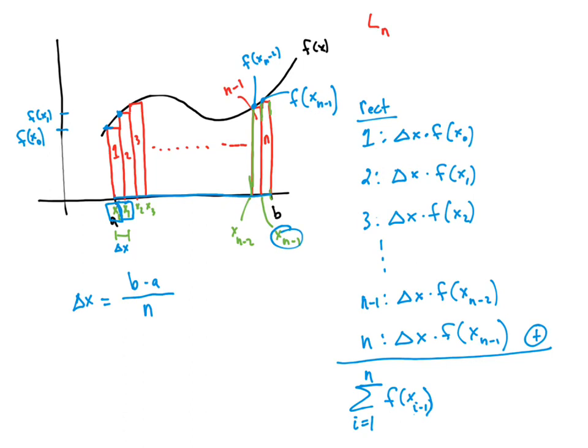So that will give us the height of each rectangle, and then we're going to multiply that by delta x. So that is a general way of how we can find the area under this curve. And this type of summation is called a Riemann sum.